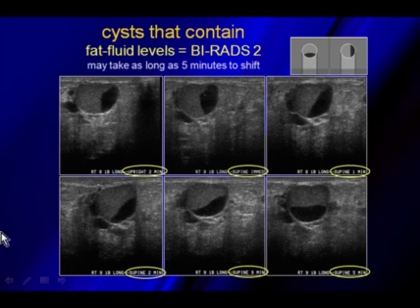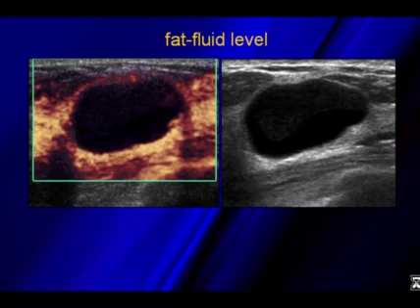Now, cysts that contain these fat fluid levels are also BI-RADS 2, and as I mentioned earlier, it may take up to 5 minutes to get them to shift. So a lot of times their initial appearance will look like this. 5 minutes afterwards, you can see that we have now shifted. And since this is a fat fluid level, fat will be on the non-dependent portion since it's going to be floating on the top of the cyst. So with the patient supine versus upright, we can see the difference that we will notice on these types of cysts.